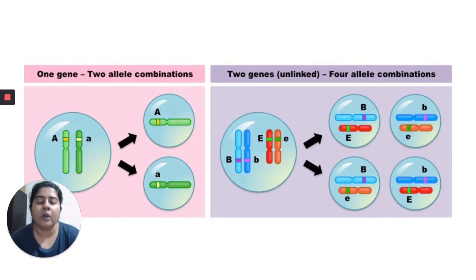Okay, now you can see on this diagram there is a word called unlinked in the purple box. So why do we say that a dihybrid cross has to be between two genes which are not linked? What is the meaning of linked gene and unlinked gene? Let's first get some clarity on that.